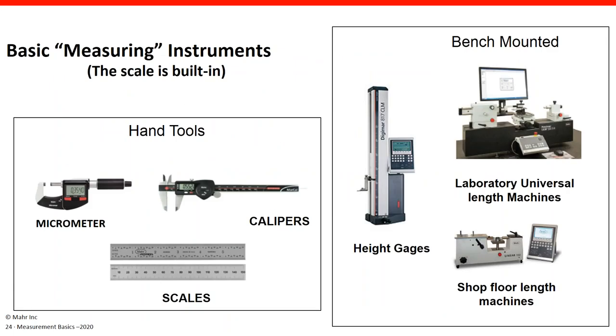So these are some basic measuring instruments where the scale is built in. You have scales themselves, micrometers, calipers, height gauges. Laboratory measuring machines are measurement instruments, universal measuring machines, and there's shop floor length measurement machines. All have great versatility and all with very different levels of accuracy and performance.